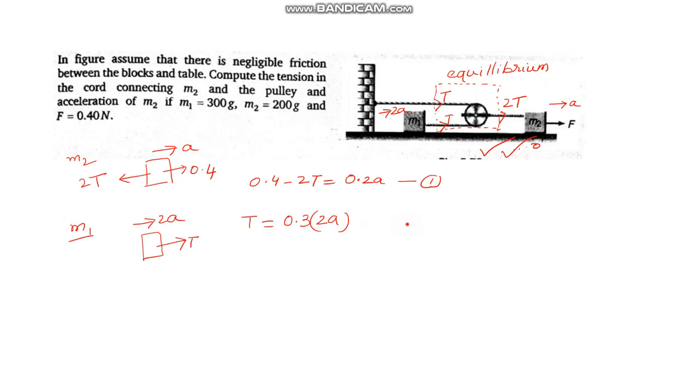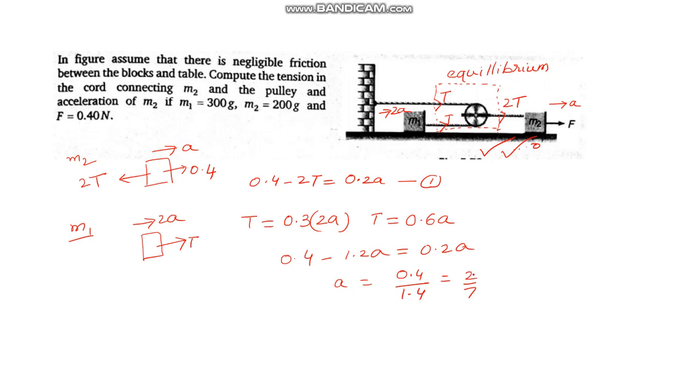So that means T equal to 0.6 A. We need to just put it in this equation now. So you get 0.4 minus 2 into 0.6A is equal to 0.2A. So your A will be equal to, when this 1.2A goes the other side, it will be 1.4. So it becomes 0.4 by 1.4, or it is 2 by 7.